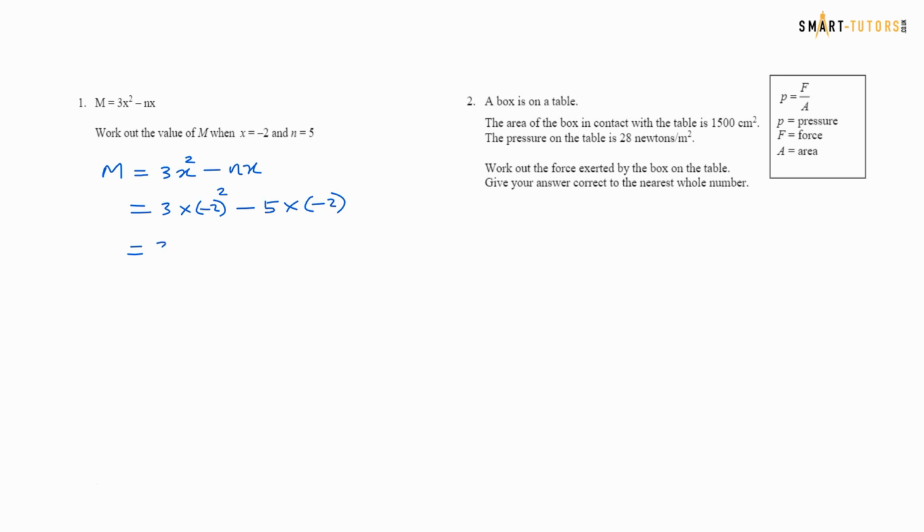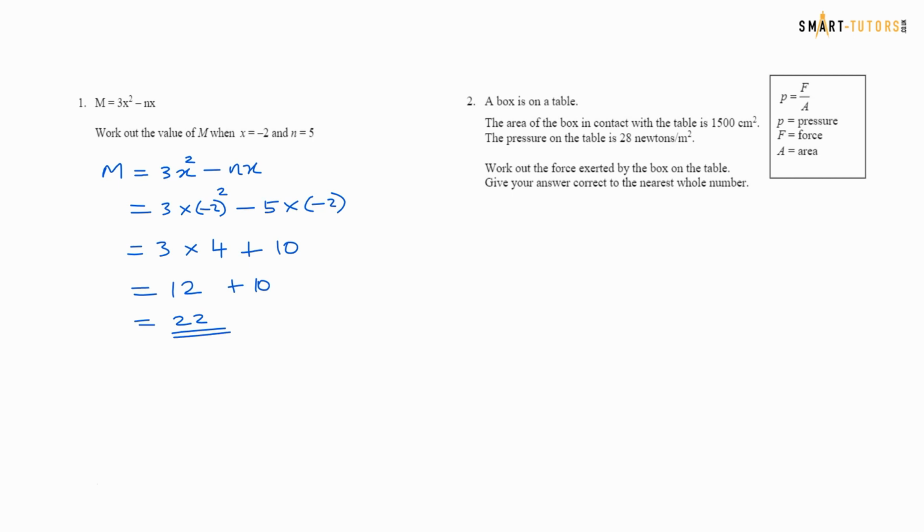So 3 times (minus 2) squared is 4. Then minus times minus is plus. 2 times 5 is 10. So 3 times 4 is 12, plus 10. So 10 plus 12 is 22. So that is the answer for the first question.